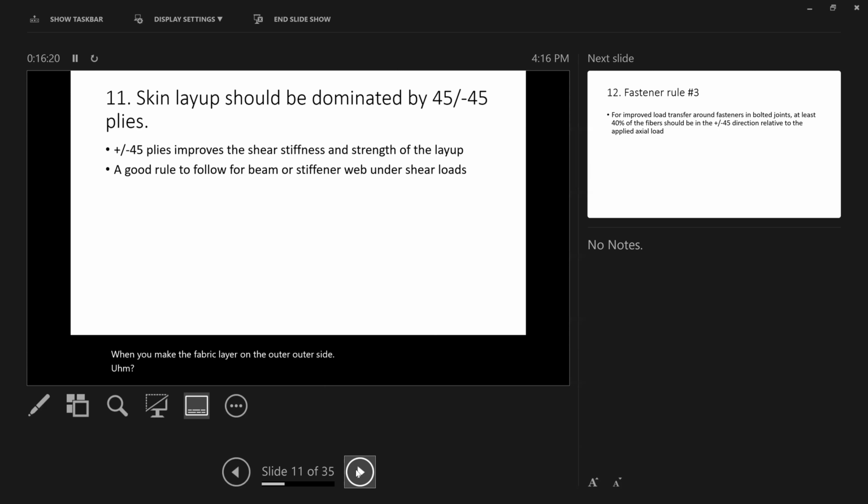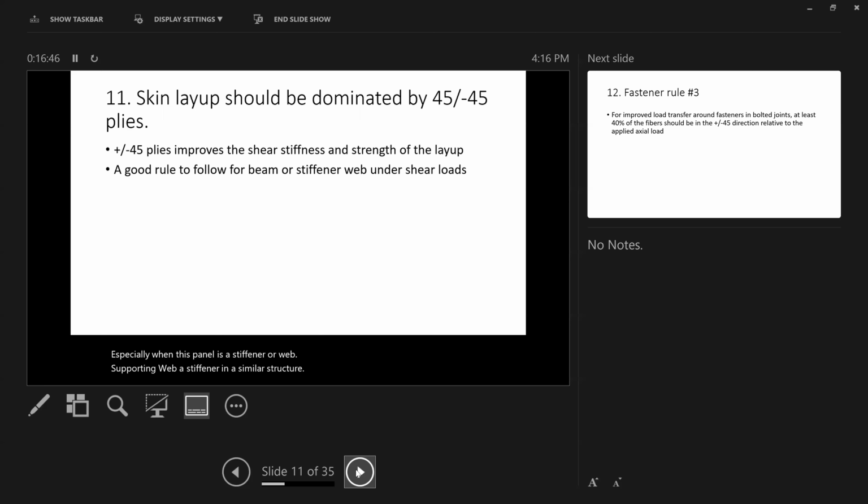For a panel, you want to have plus minus 45 degrees on the outer surface, especially when this panel is a stiffener or web, a supporting web, a stiffener in a thin wall structure.